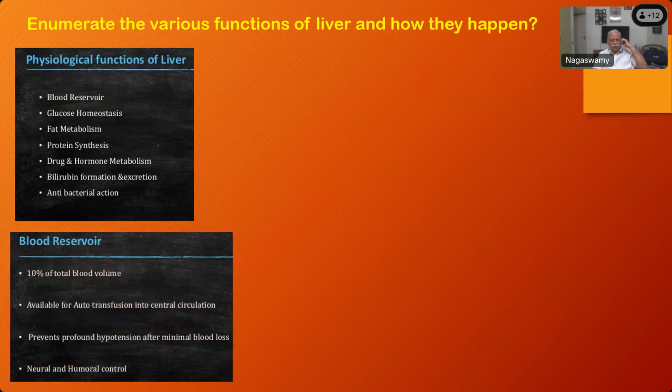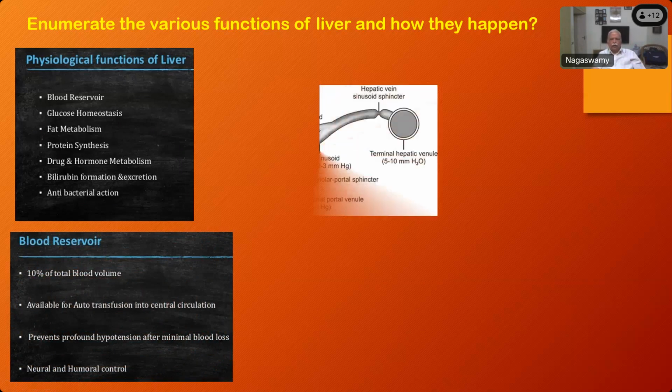And how does the blood reservoir function take place? 10% of the total blood volume is in the liver, available for auto transfusion into central circulation, which we saw earlier. If there is an increase in sympathetic activity, it will translocate the blood in the liver to the systemic circulation. It prevents profound hypotension after minimal blood loss, and it is maintained by neural and humoral control.